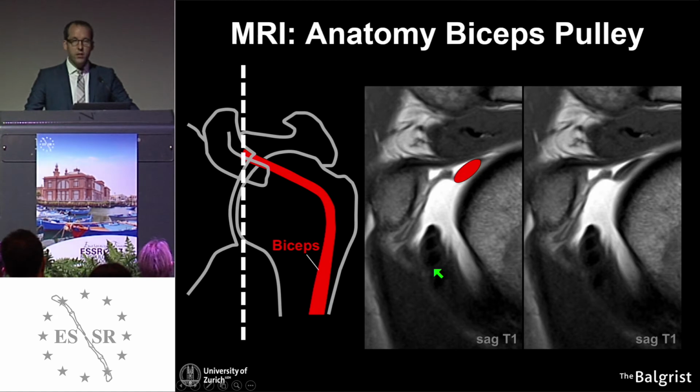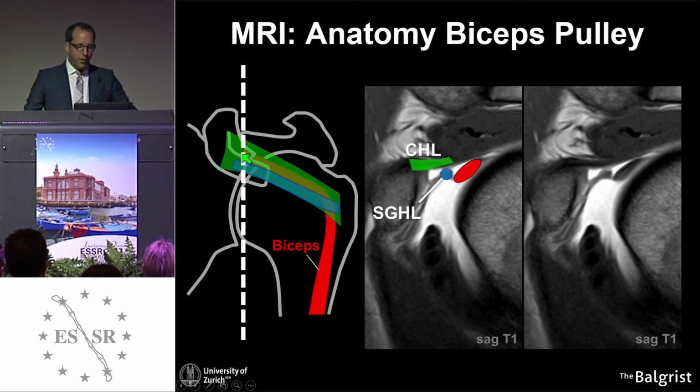So these are two sagittal T1 weighted MR arthrogram images. It's the same image. One is marked here with the biceps tendon, and the other one is the original image. And we can see we are at the level of the coracoid process. So here we have the overlying biceps pulley. In green it's the coracohumeral ligament, and in blue it's the superior glenohumeral ligament.